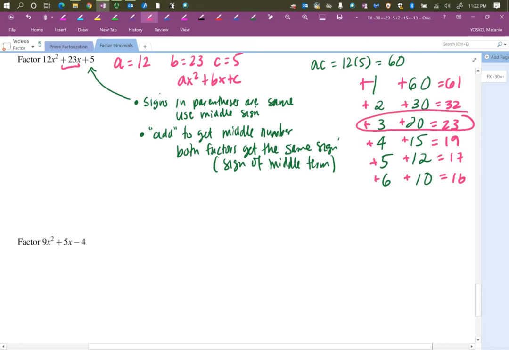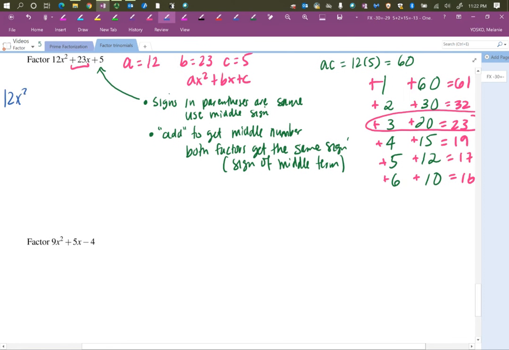We're going to rewrite 23x as plus 3x plus 20x. We're going to rewrite this trinomial in terms of 4 terms now. So 12x squared plus 3x plus 20x plus 5. We're going to factor by grouping. We group the first pair together and then the back pair together. 12x squared plus 3x has greatest common factor 3x. 3x times what is 12x squared? 4x. And 3x times what is plus 3x? Positive 1.